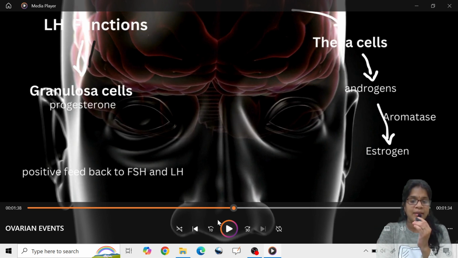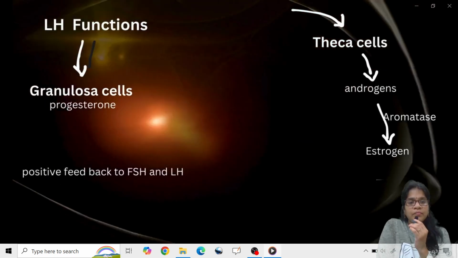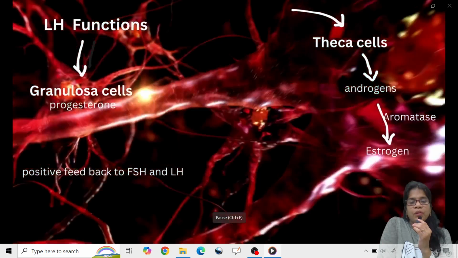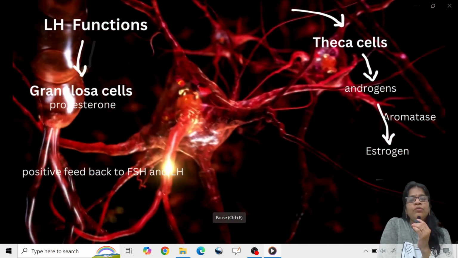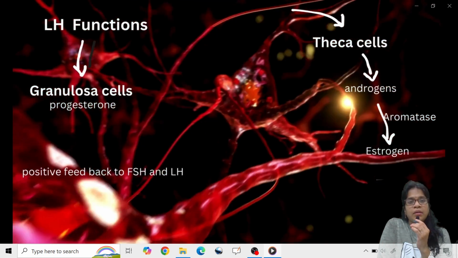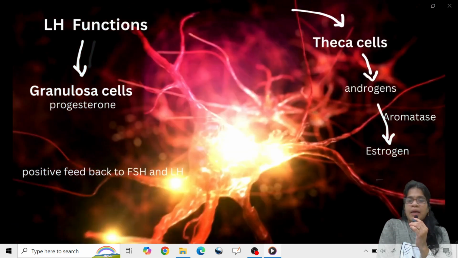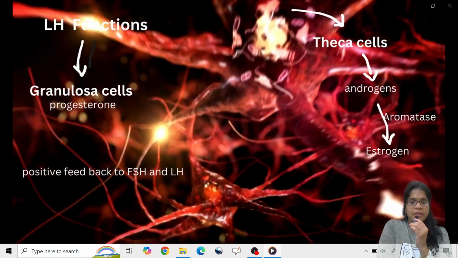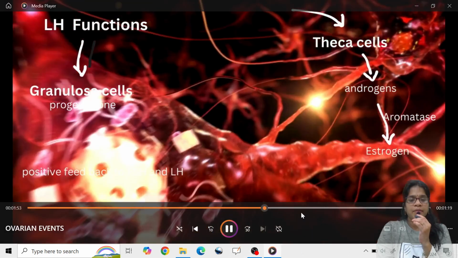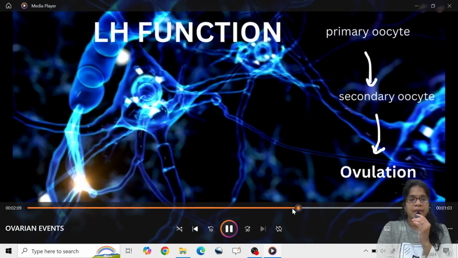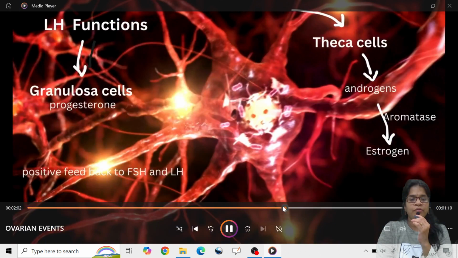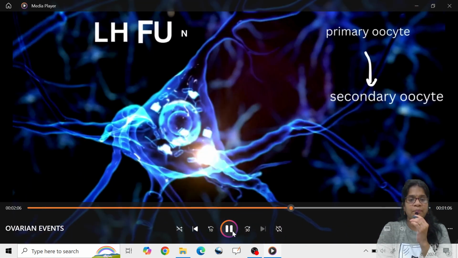See, let's see. Okay, so if I'm not confusing you, please note that these are the ups and downs of your hormones that happen during the ovulation and menstrual cycle. Okay, see, what is the main important function of your LH apart from all these things?